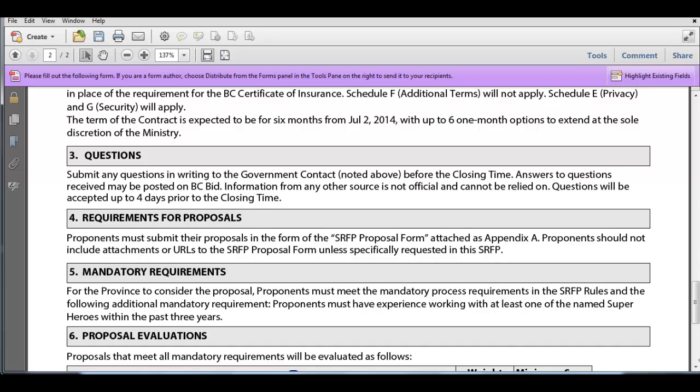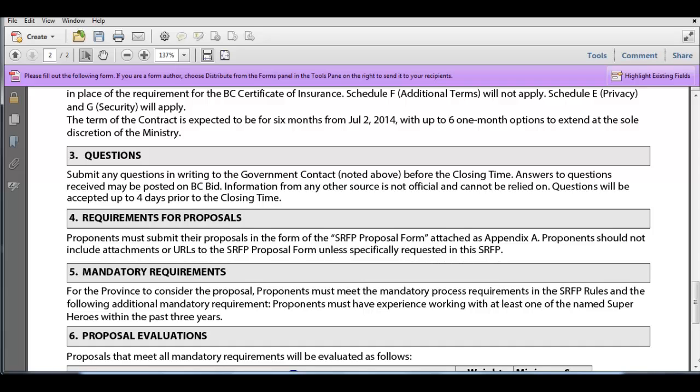So in the sample, the SRFP is going to be posted on BC Bid. So answers to the questions then will also be posted on BC Bid. And you'll note that it says may be posted. The reason for that, sometimes we get questions that have already been answered. And so rather than posting something new on BC Bid, we might just tell the proponent asking where they can find the answer to the question that they're looking for.